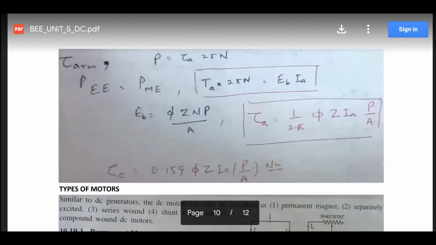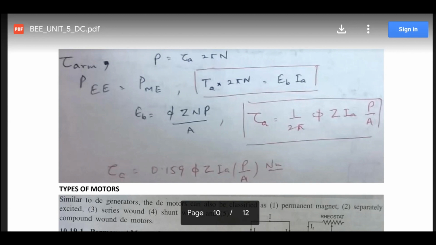Now the armature torque: power is equal to tau omega, which is again converted into tau a because we are dealing with the armature torque. If there is a lossless system, then the electrical power will be converted into mechanical power. So tau omega, or tau into 2 pi n, is equal to EB IA, which is volt into current. This is power. Now back EMF is substituted as phi Z N P upon A.